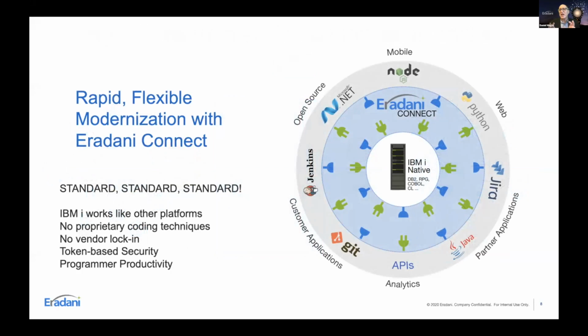So what Eradani does is we wrapper your IBM with basically a high-speed middleware layer that makes it so that open source people can call into the IBM doing things the way they're used to doing it, and IBM users can call out to the open source world doing things they're used to doing.